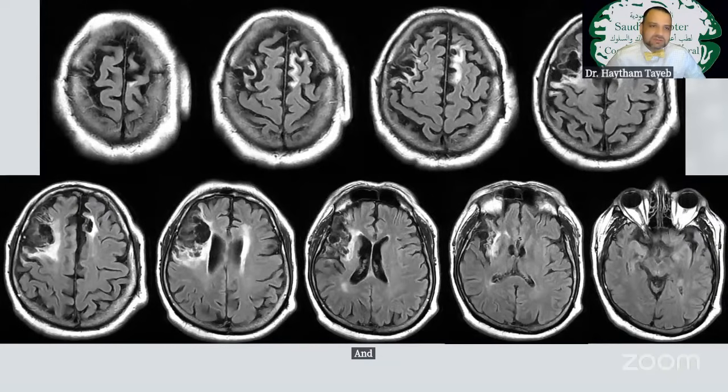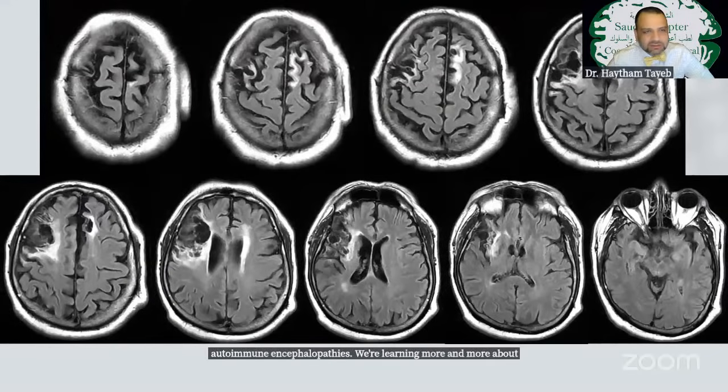And so I think there are plenty of masqueraders that we need to consider: stroke, GBM, autoimmune encephalopathies. We're learning more and more about chronic autoimmune conditions that do not necessarily present acutely. Vitamin deficiencies, thiamine, malnutrition, low-grade tumors, you name it.